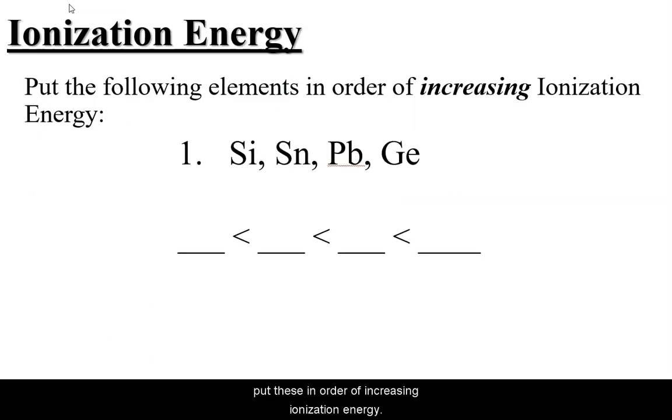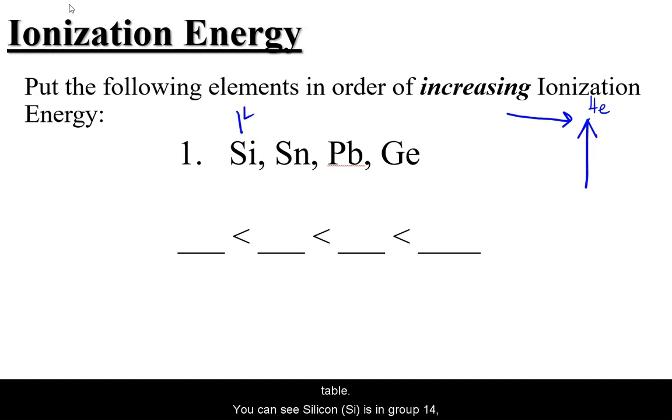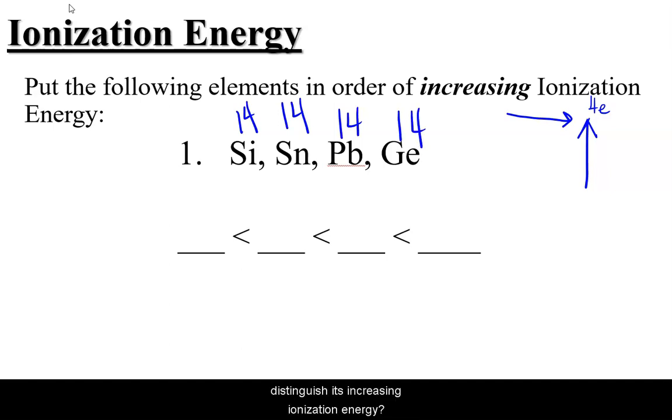So let's put these in order of increasing ionization energy. Remember, ionization heads towards helium. So take a look at your periodic table. You can see silicon is in group 14, tin is in 14, lead is in 14, and germanium is also in 14. So how would we distinguish its increasing ionization energy?